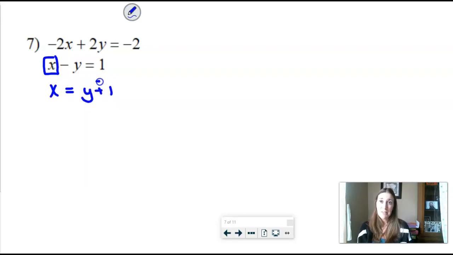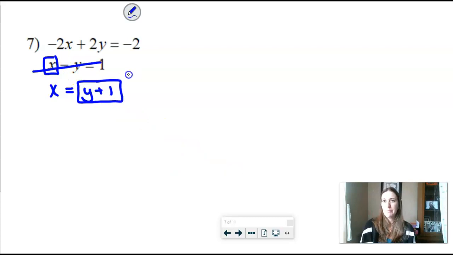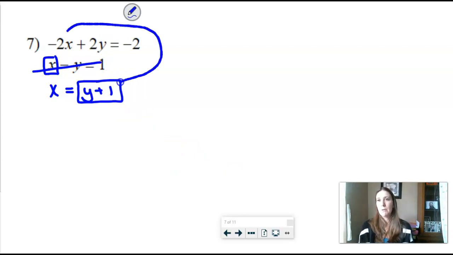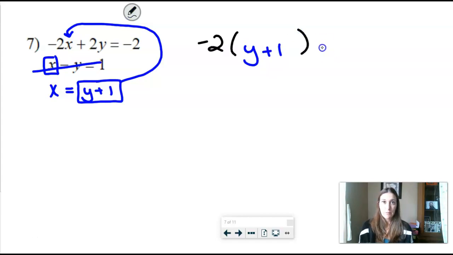So that's the same thing as this equation, but we're not going to use this version of the equation anymore. We're going to use the rearranged version. Now this time we're substituting in for x, so go up to the other line, and instead of an x, we're going to replace it with that. So we have a -2, and then not an x anymore, we got a y plus 1, plus 2y equals -2. And here we go, we're going to solve.